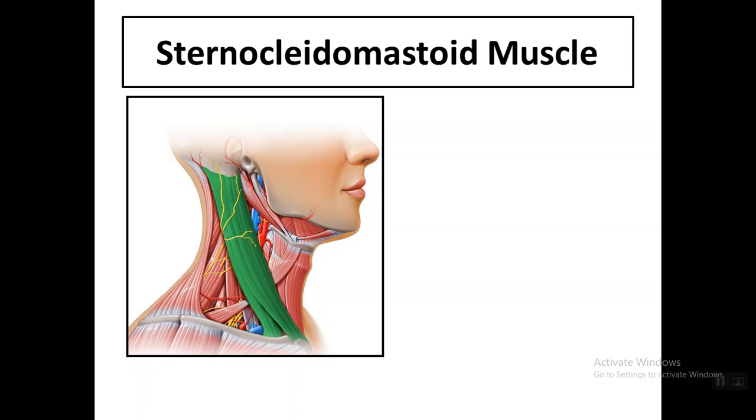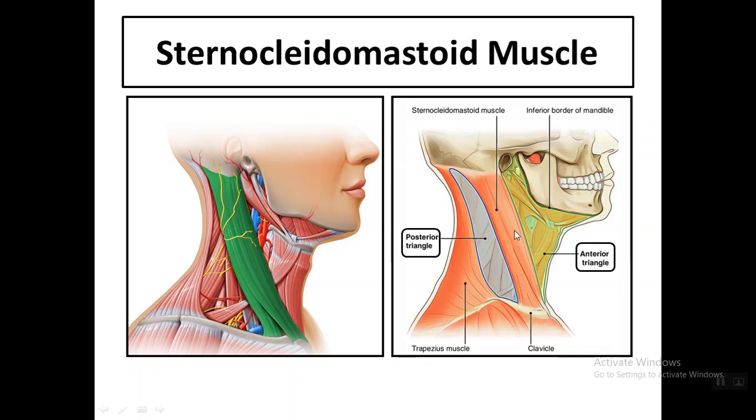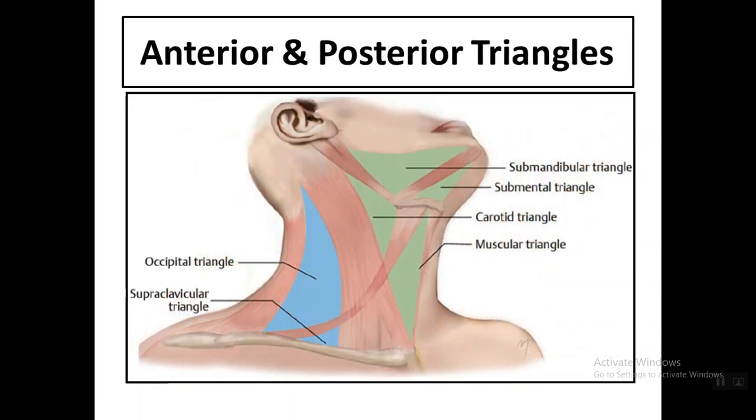This key muscle in the neck, which extends obliquely across the side of the neck, will divide the neck into two triangles, the anterior triangle and the posterior triangle. The anterior triangle here is in the green color, and the posterior triangle is in the blue color. They are further subdivided by the presence of this muscle.